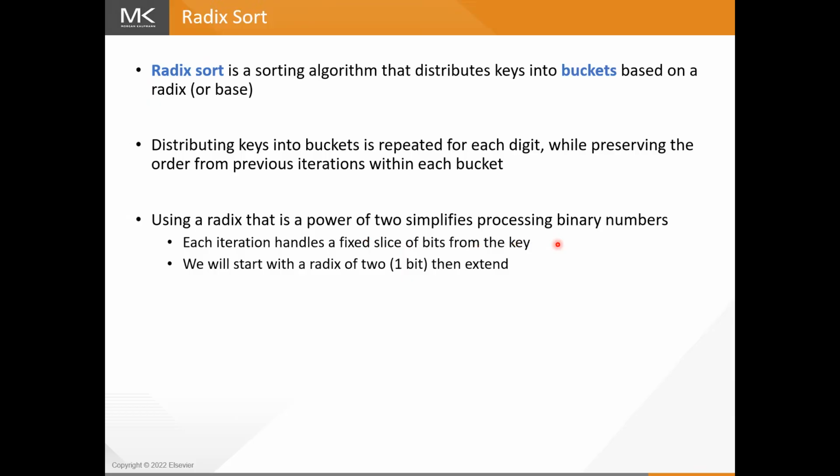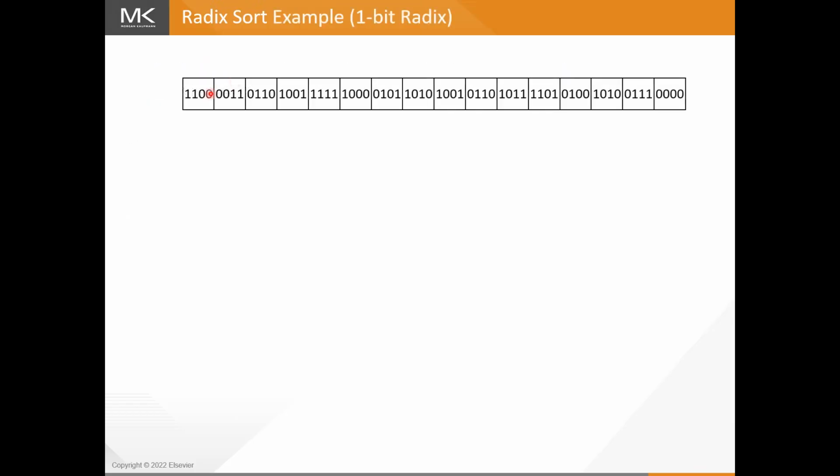Okay. So for example, if I have this set of keys over here, they're 4-bit values, and I want to use radix sort in order to sort these. The way I would do that, I can start from the most significant bit and work my way down, or I can start from the least significant bit and work my way up. Let's start from the least significant bit and work our way up. So here, I can look at the least significant bit of each of my keys.